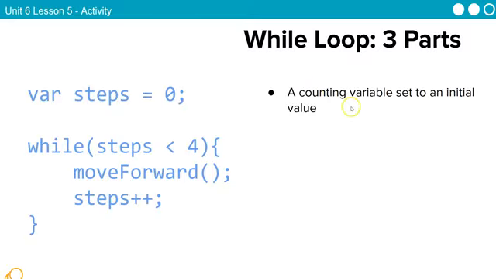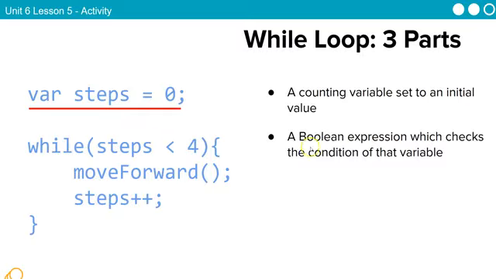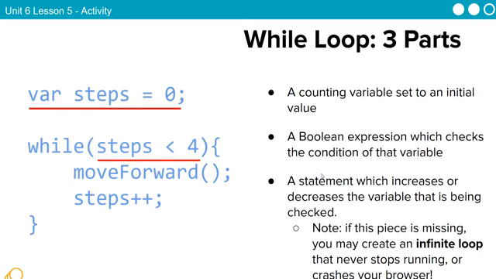All right. Again, this is just reminding you that this counter variable is set to an initial value. So we need to create our counter variable, set it to 0. We need to have a Boolean expression which checks the condition of that variable. That's this line right here. And then we need a statement which increases or decreases the variable that's being checked. So in this case, it's the steps plus plus. So those are the 3 things that you have to have for a while loop.